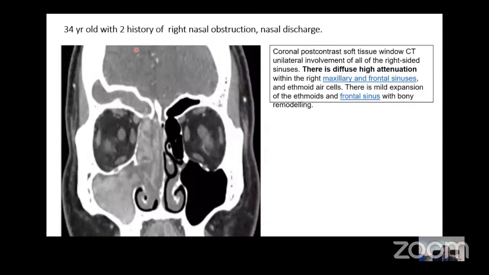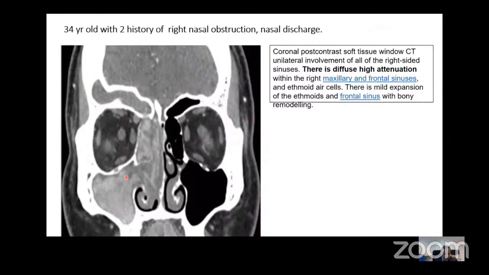Now let us go to the next scenario. Here is a 34-year-old patient with a 2-year history of right nasal obstruction and nasal discharge. This is a coronal CT. We can see the lesion involving the right nasal cavity, the maxillary sinus and the frontal sinus. It is of variable intensity.